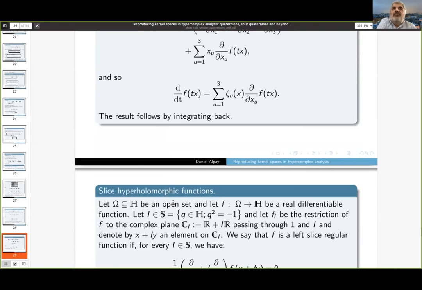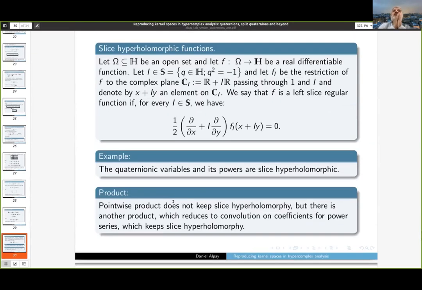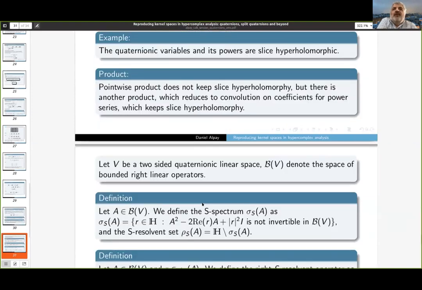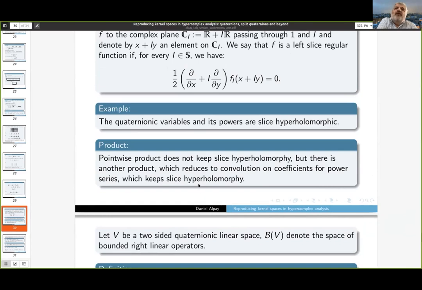Now the next topic is related really to the previous talk, because these are slice hyperholomorphic functions. When you look at the quaternionic variable q, it's not hyperholomorphic, so that's really a kind of a problem, but it is slice hyperholomorphic, which was a notion introduced by Colombo, Sabadini, Struppa, and Gentili and Struppa. It means that you identify H with C2 each time along a different unit square root of minus one, and you want the function to be analytic along all the planes. Then the quaternionic variable is analytic, the power series is analytic, the pointwise product is not analytic, so it goes back, but the convolution on the coefficients is slice hyperholomorphic.